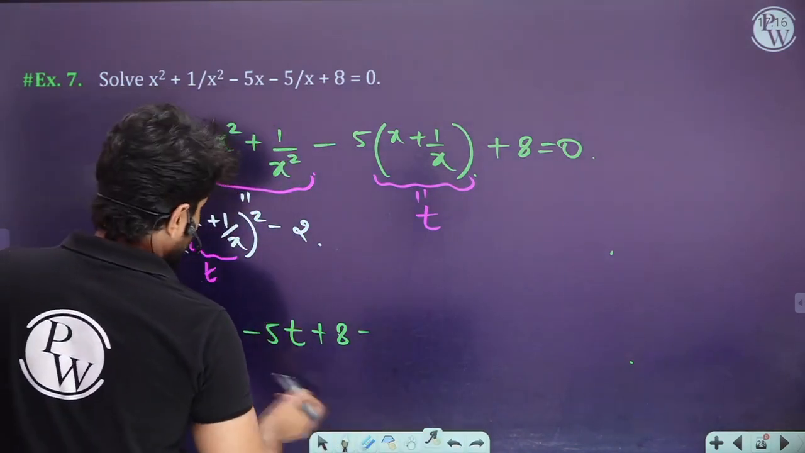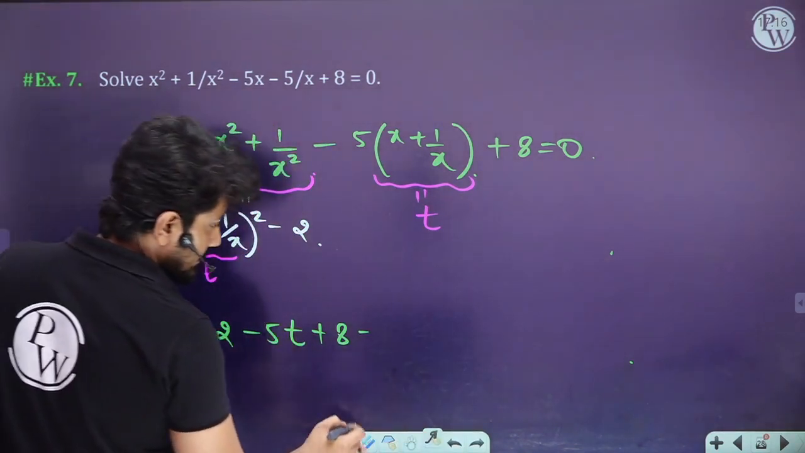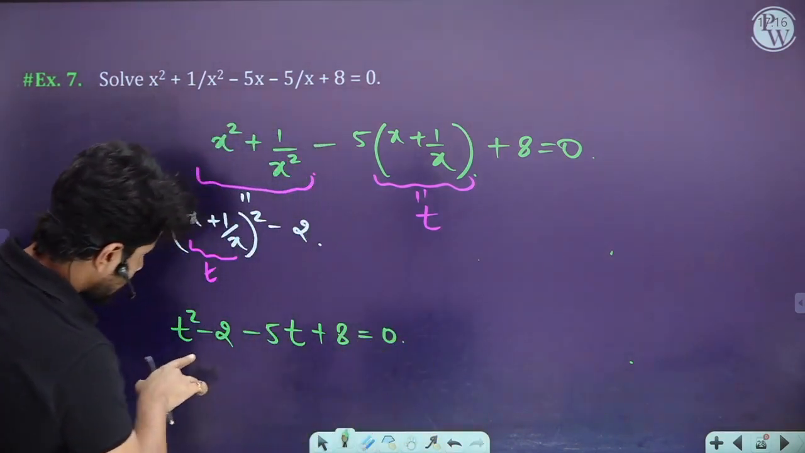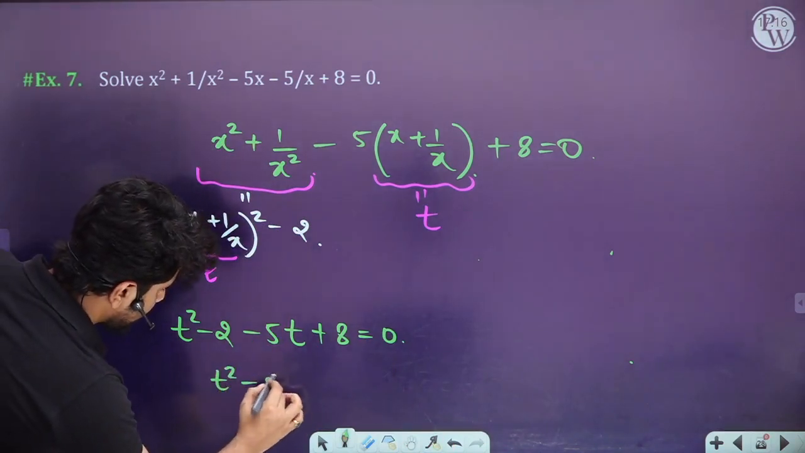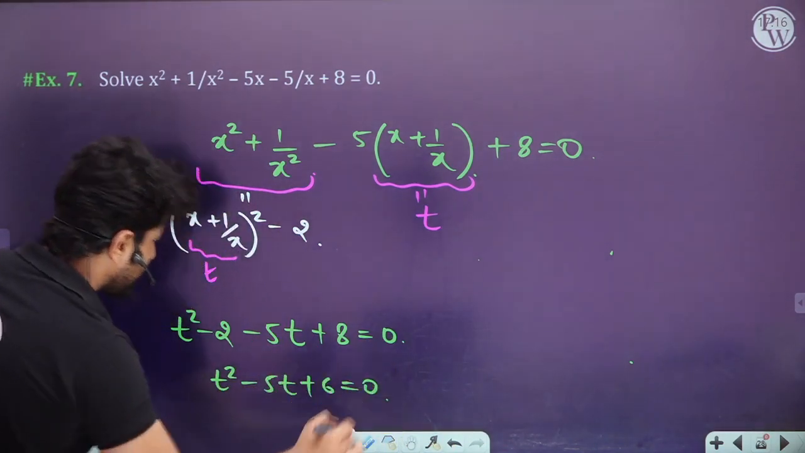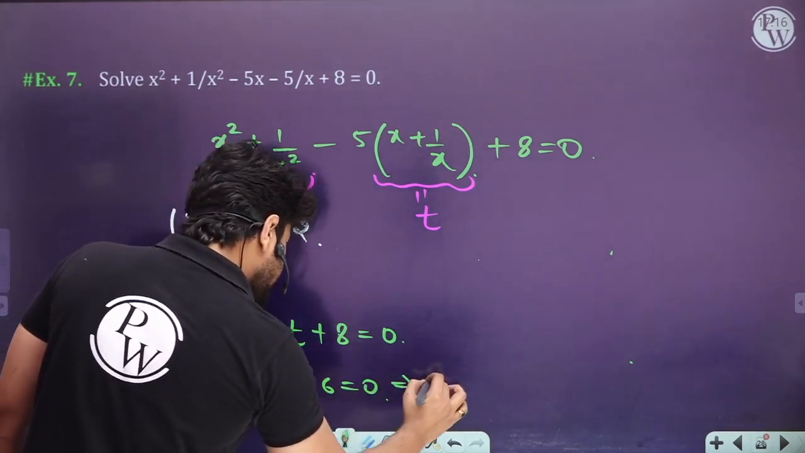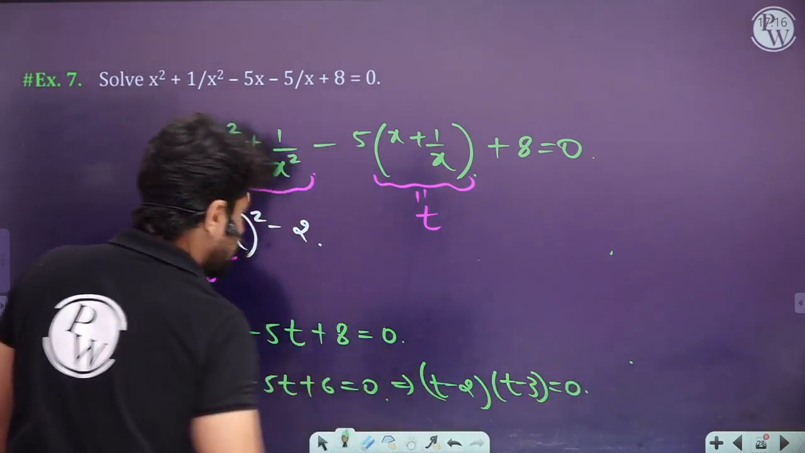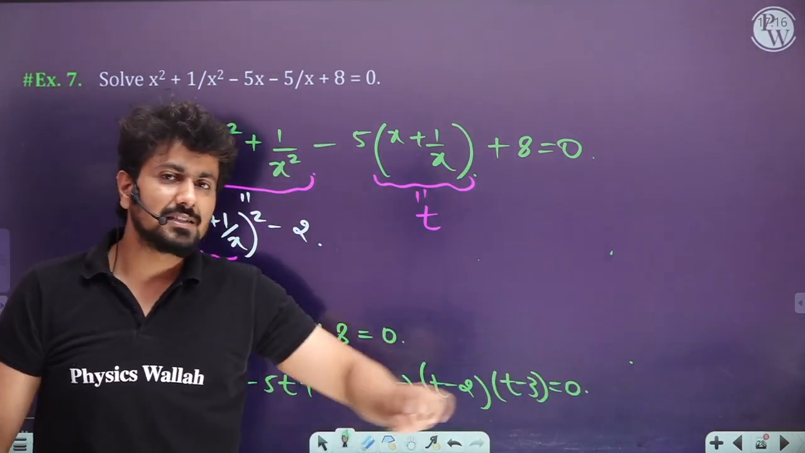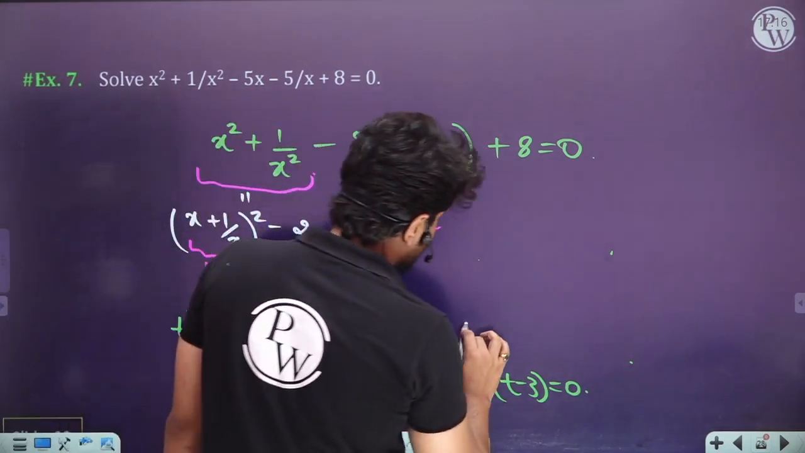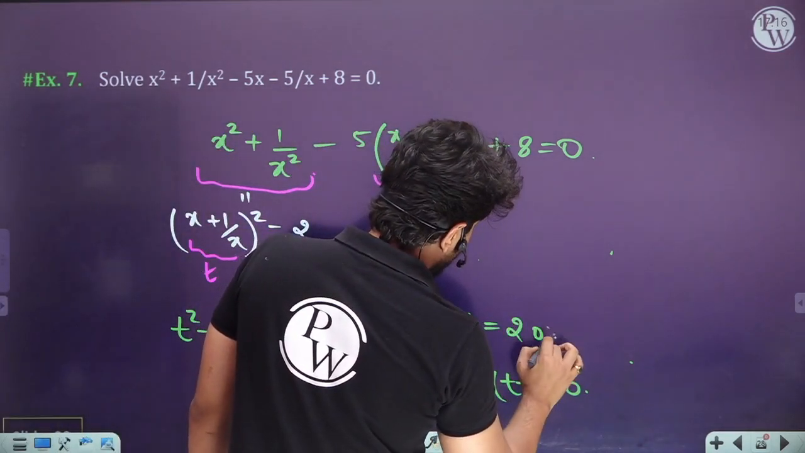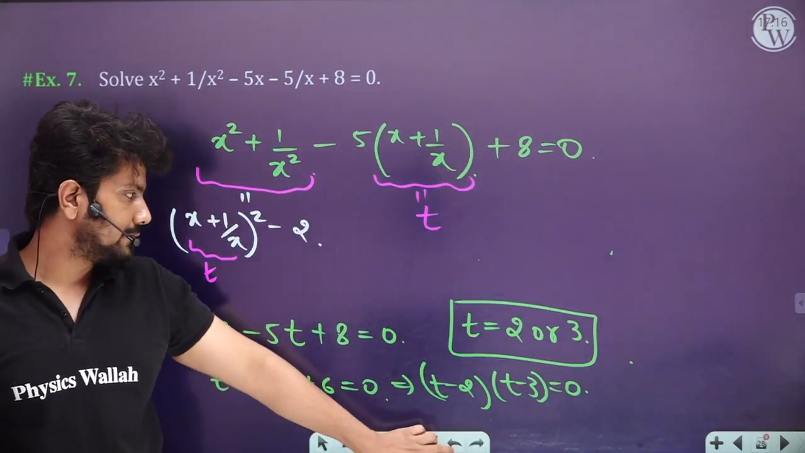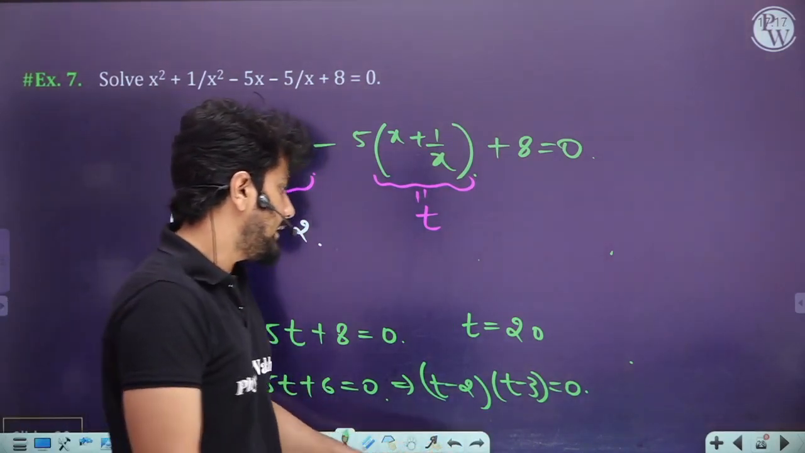Now, this is the equation we have. We can easily solve this equation like this. We have t square minus 5t plus 6 is equal to 0. There are two factors for this quadratic equation. One factor is t minus 2, another factor is t minus 3. T minus 2 into t minus 3 is equal to 0. There are two roots. Either t is equal to 2 or t is equal to 3, right? These are the two values of t we are getting.